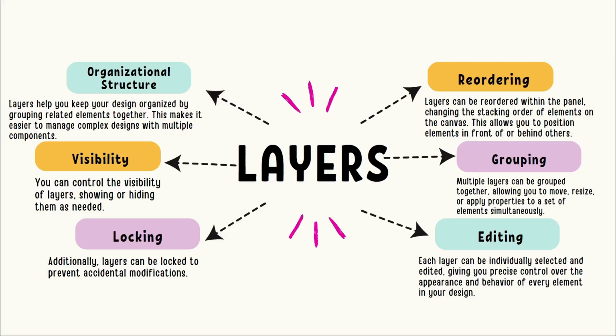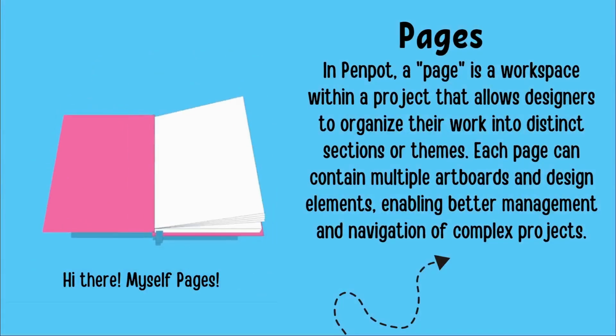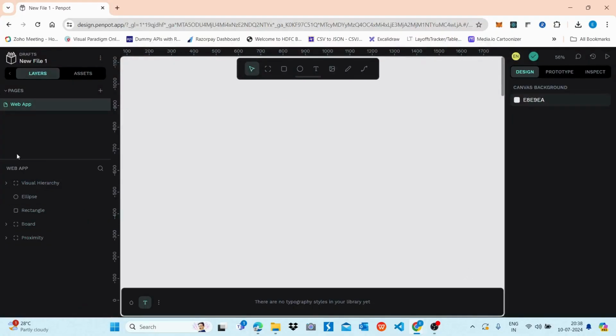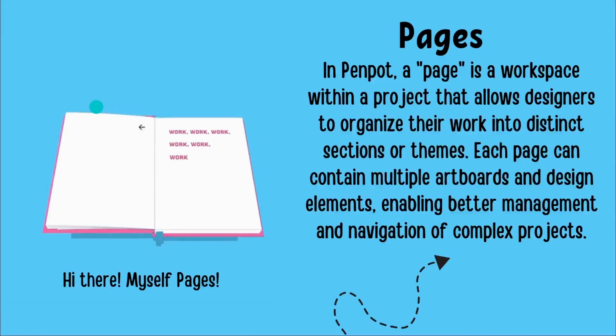So that's about the left panel. Simply, what we can say is the left panel consists of layers and assets. Layers are nothing but the objects which we'll be using in our design, and the assets are nothing but the images or other components which we'll be using for our design. And we have something called pages over here. What do we mean by these pages?